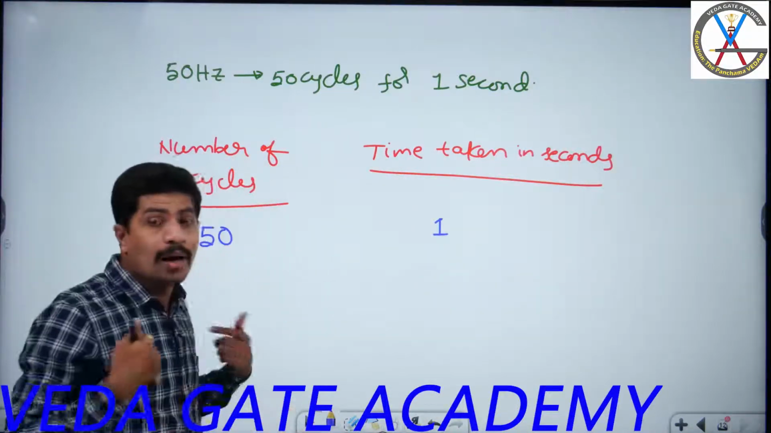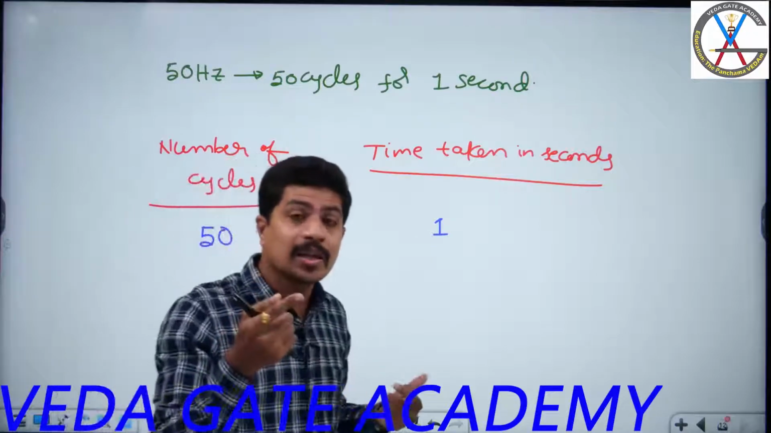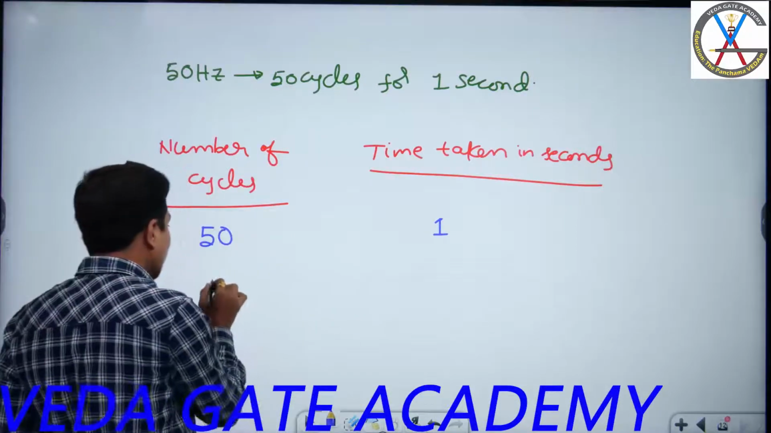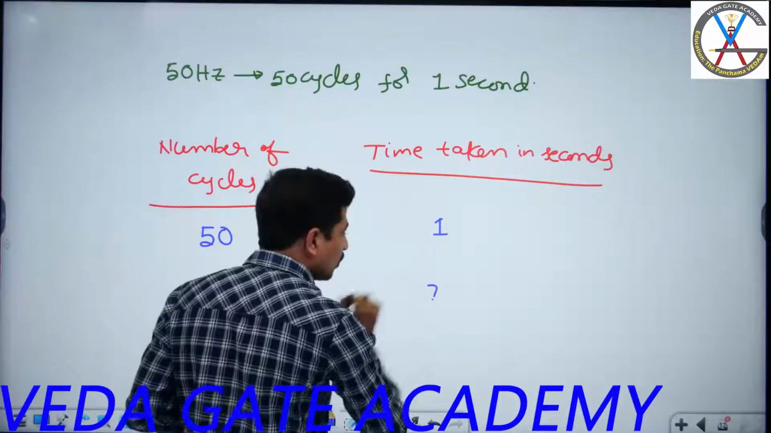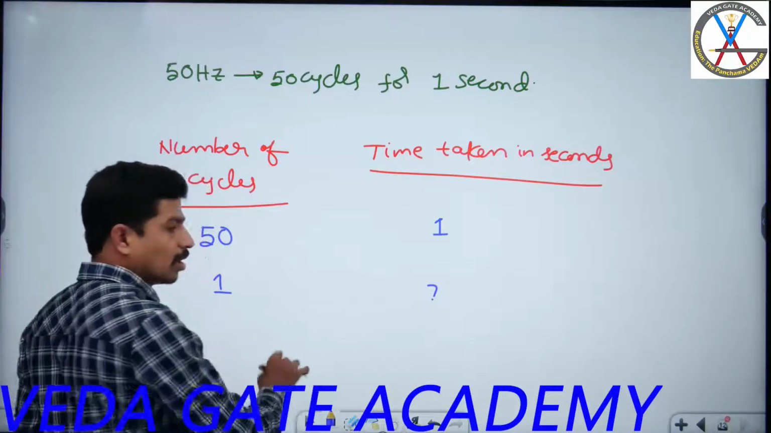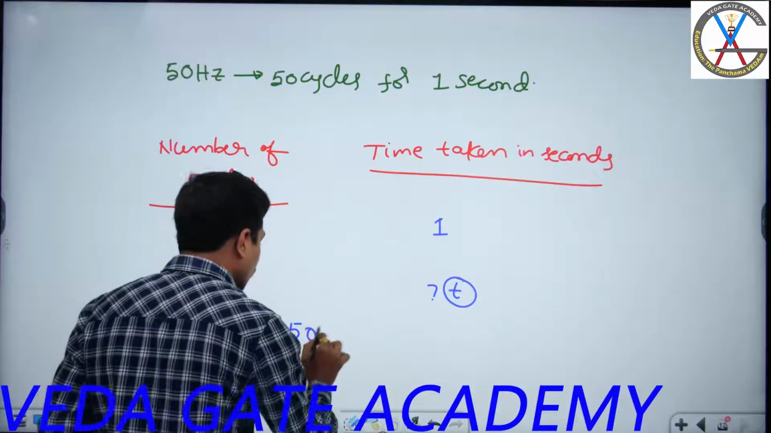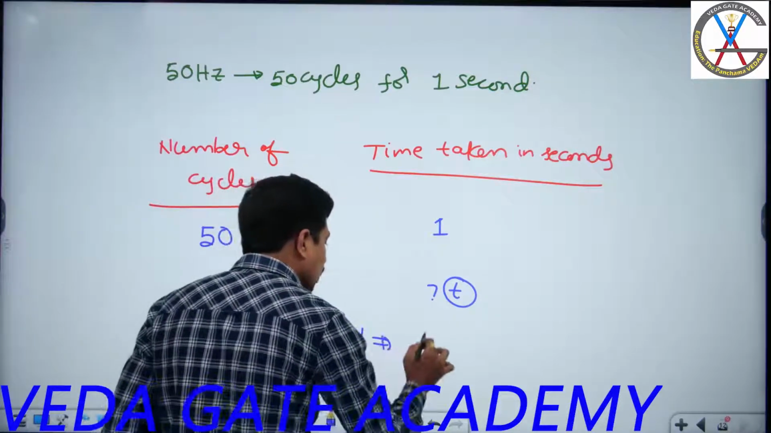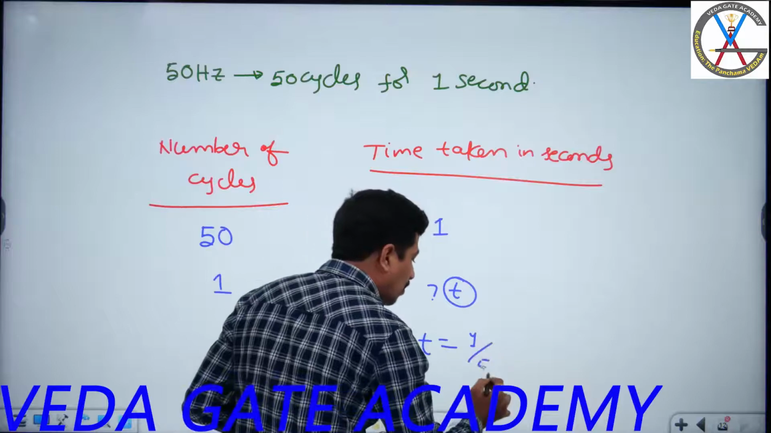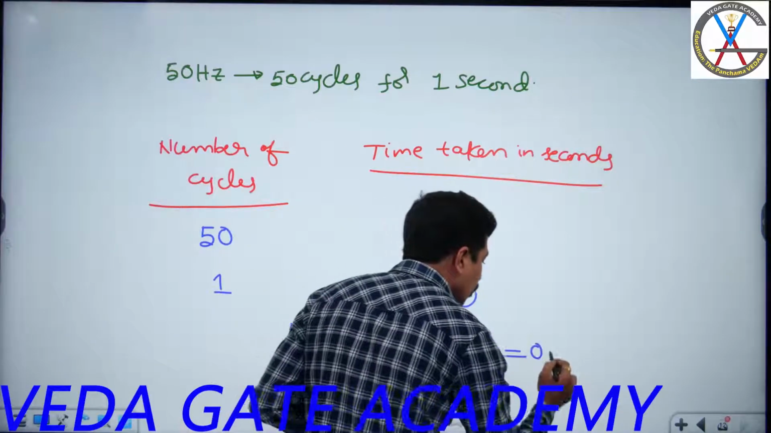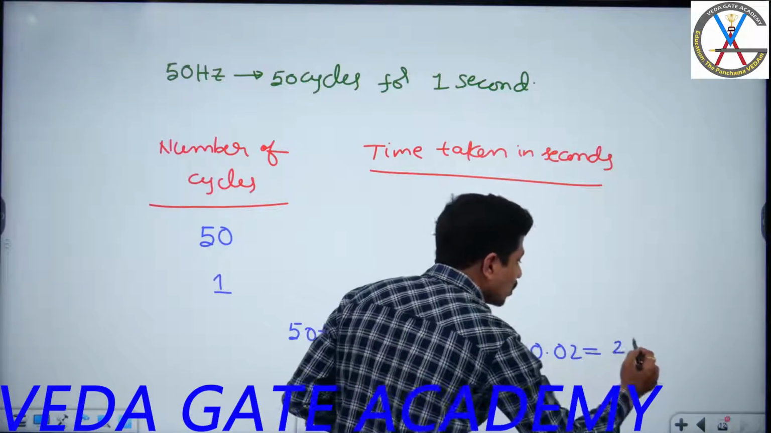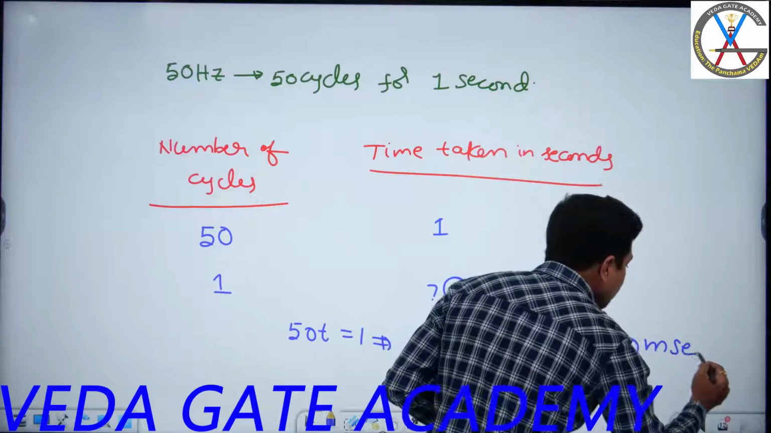But what I want to know is how much time is taken for 1 cycle. Then just cross multiplication. If this is t, then 50t equals 1. That is, the time taken for 1 cycle is equal to 1 by 50. How much is it equal to? 0.02. This is 20 milliseconds.